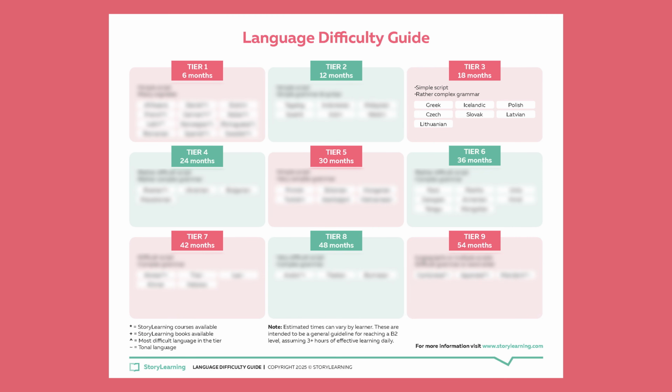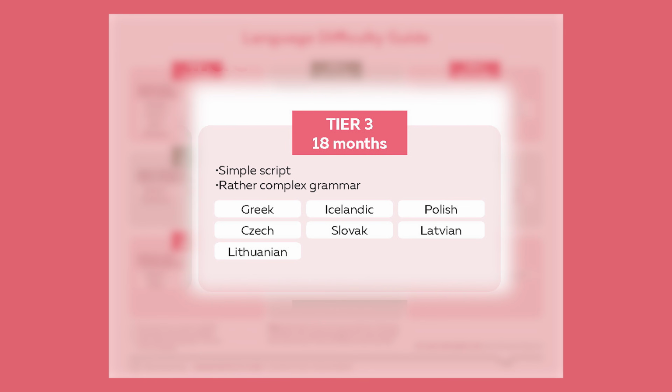In tier 3, progress can feel slow, but you'll get good at spotting patterns and memorizing endings eventually. And once it starts to click, it can feel very, very satisfying because it is a new world. In 18 months, you could be telling your own short stories in Greek.